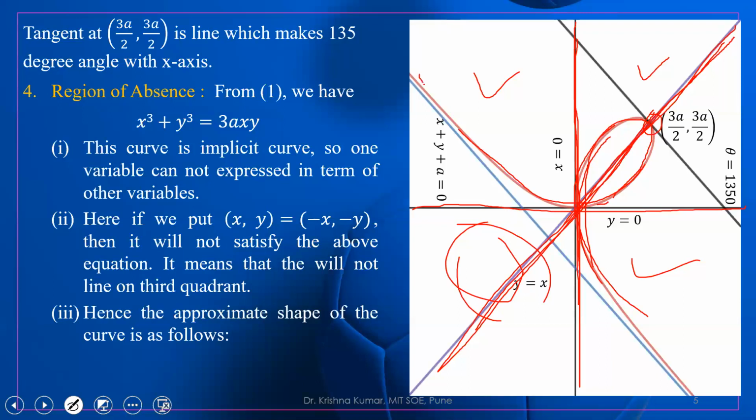Then we also get the asymptote. The line x plus y plus a is the asymptote, which will be at a finite distance from the given curve but intersects it at infinity. In this manner, we can trace such types of implicit curves. These are some examples. You should try to trace this type of implicit curve.